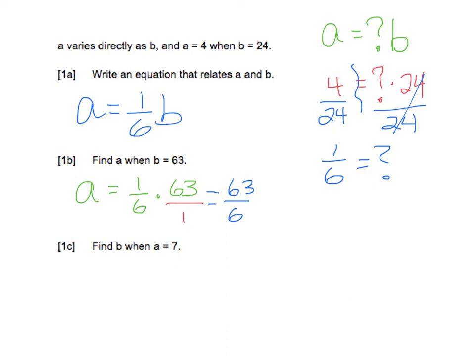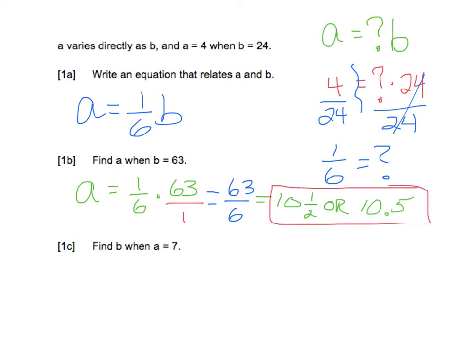Now, we want to say how many times does 6 go into 63 without going over? It goes in 10 times. There is 3 left over, 3 over 6. So 3 left over, 3 over 6 is 1/2. So you could say 10 and 1/2, or you could also say 10.5. So these would be either answer I would accept.